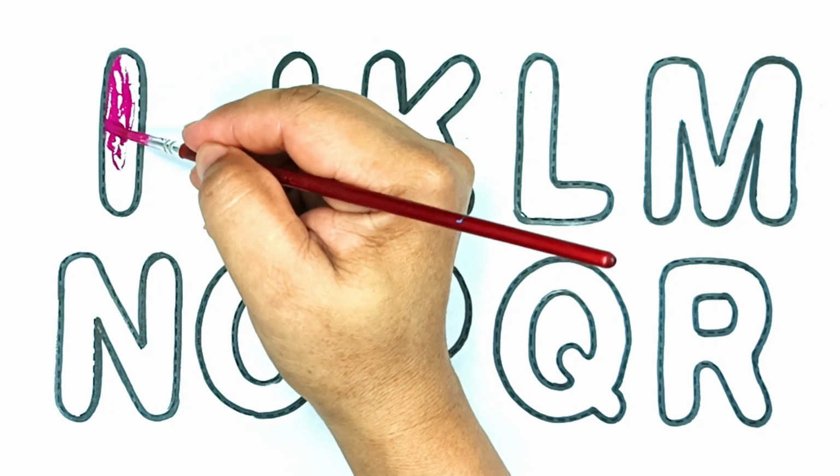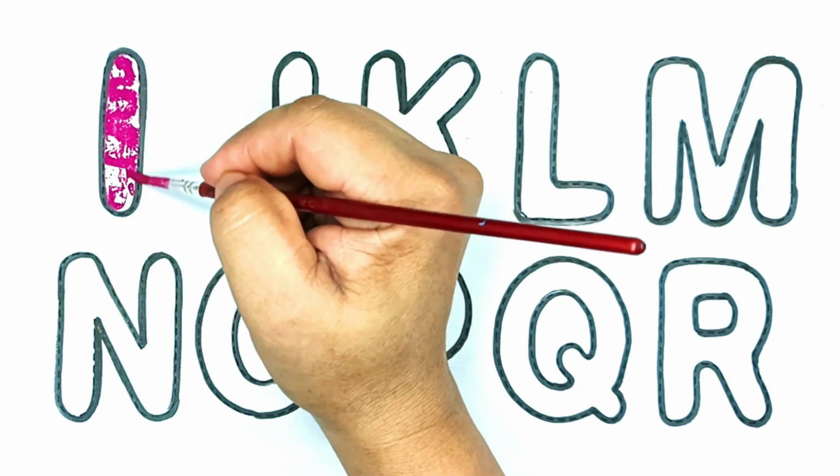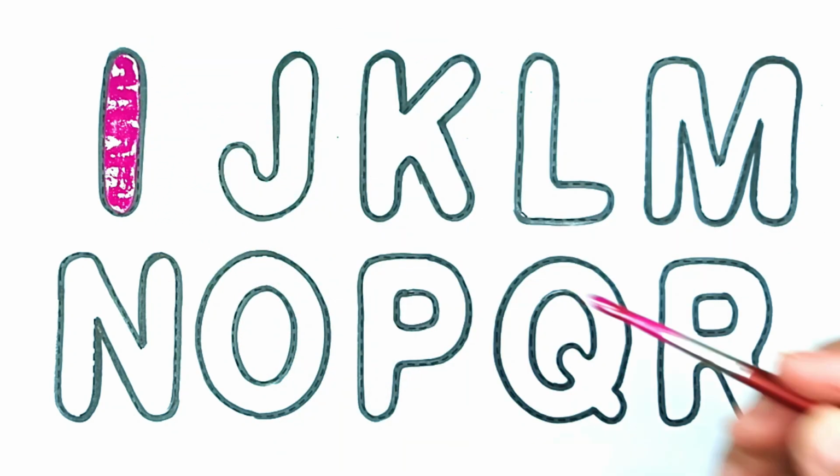I for Indian, I for igloo. I is for island, surrounded by sea.